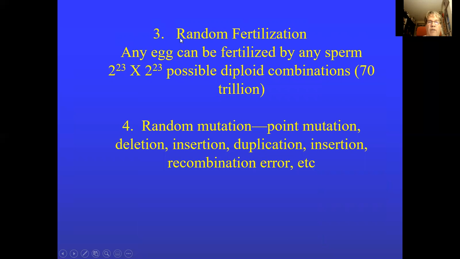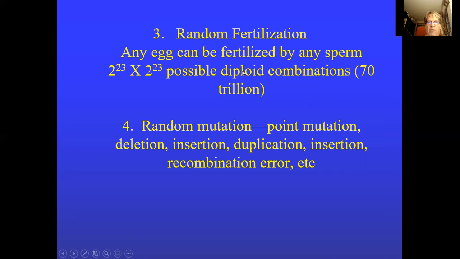And then also random fertilization means any egg can be fertilized by any sperm. So it's 2 to the 23 possibilities of different chromosomes in one gamete, and 2 to the 23 in the other gamete. That's multiplied together. That's 70 trillion different possible combinations of chromosomes, and that does not even account for crossing over. So this is a lot. There have not been even close to 70 trillion humans on the planet so far. So this is way more possibilities than probably the number of mammals that have ever lived. It's a good question, actually, how many mammals have ever lived. But this is a lot of variation.